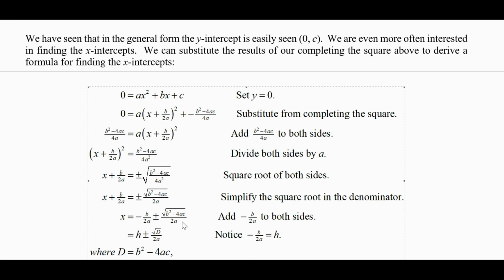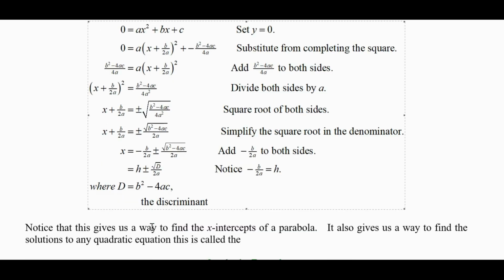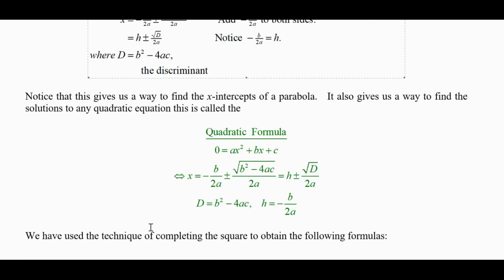I like to leave it apart like this because each of these parts has a separate meaning. This minus b over 2a is h, that's the x-coordinate of the vertex, and this square root of b squared minus 4ac over 2a is how much we go left or right of that to get to the roots, or the x-intercepts. And so this gives us the quadratic formula. Where does the quadratic formula come from? It comes from the technique of completing the square.